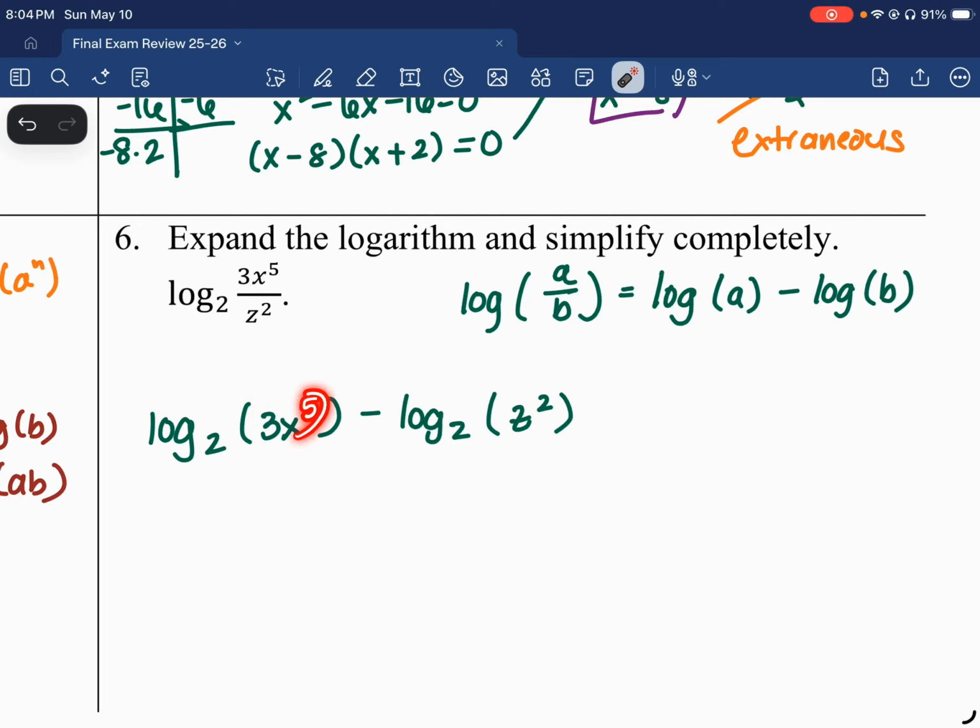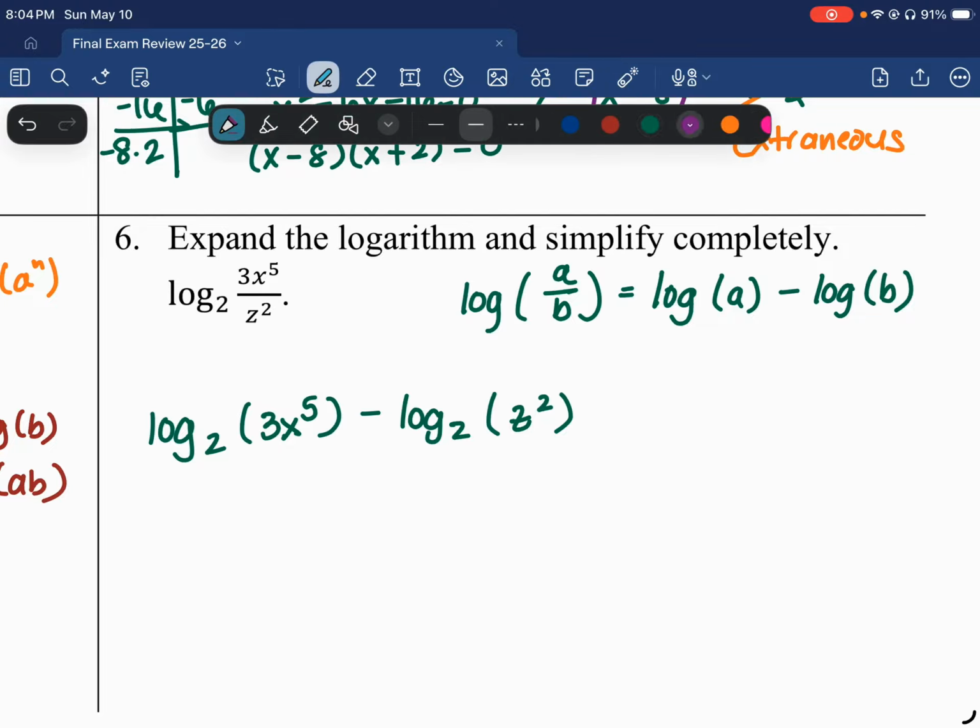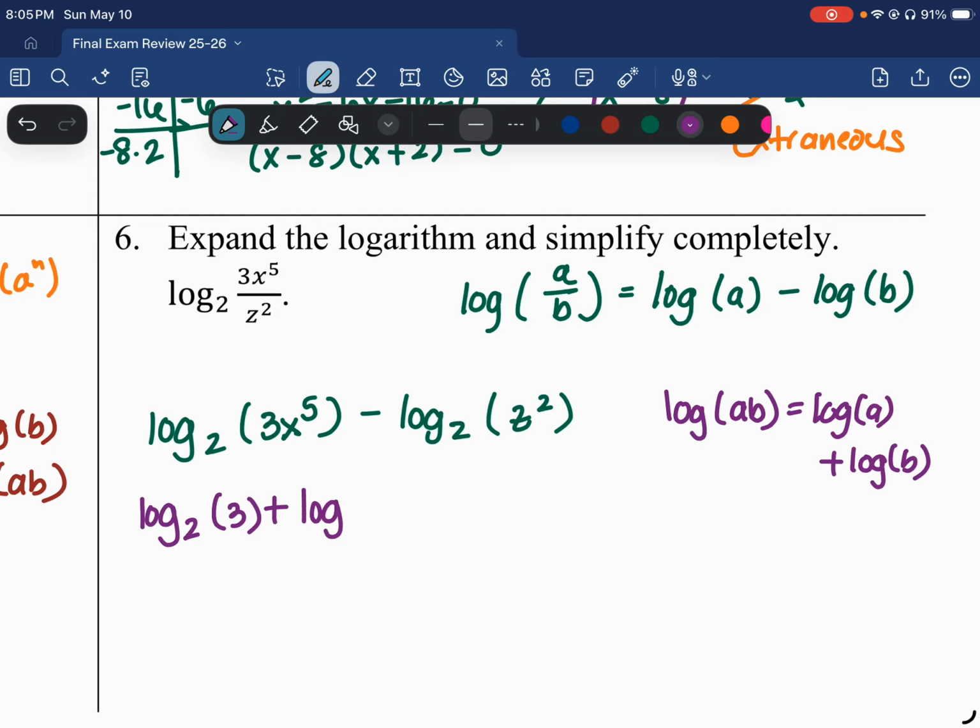But because the 5 is just affecting x, we actually have to break these apart first with the product rule and then worry about the power rule. So the product rule says that if you have two things multiplied on the inside, you can break that apart by adding two separate logs with one argument each. The order does not matter here. Because 3 is multiplied to x to the 5th, I can expand that as log base 2 of 3 plus log base 2 of x to the 5th. And for now, we're just going to bring down log base 2 of z squared since I haven't done anything with that one just yet.